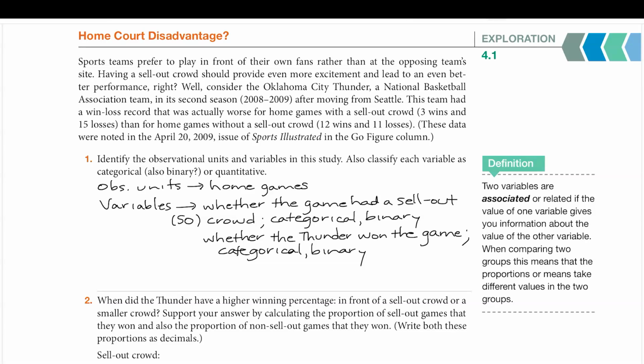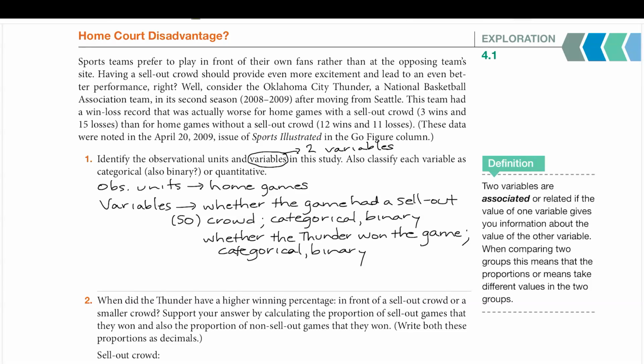And in this situation, it was just the opposite. So hopefully you've already answered number 1 with the observational units being the home games. Now again, I just want to emphasize, in Chapter 4, we're looking at situations where we're considering two variables at once instead of just one. One variable is whether the game had a sellout crowd, which is categorical and binary. And the other is whether the Oklahoma City Thunder won the game, which is also categorical and binary.